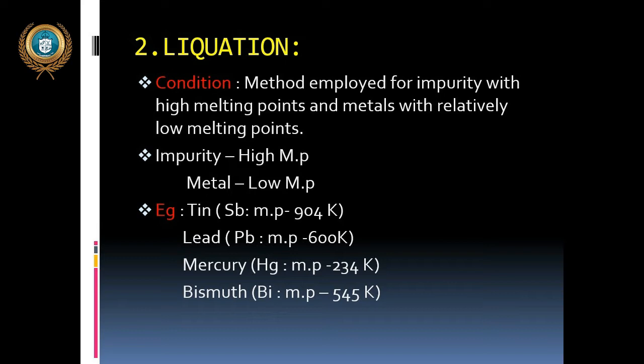Whereas in distillation we looked at boiling point, here in liquidation we take the melting point. Here we have taken examples: tin, its melting point is 904 Kelvin, and lead, the melting point is 600 Kelvin, and mercury, that melting point is 234 Kelvin, and for bismuth the melting point is 545 Kelvin. Let's see the process here.